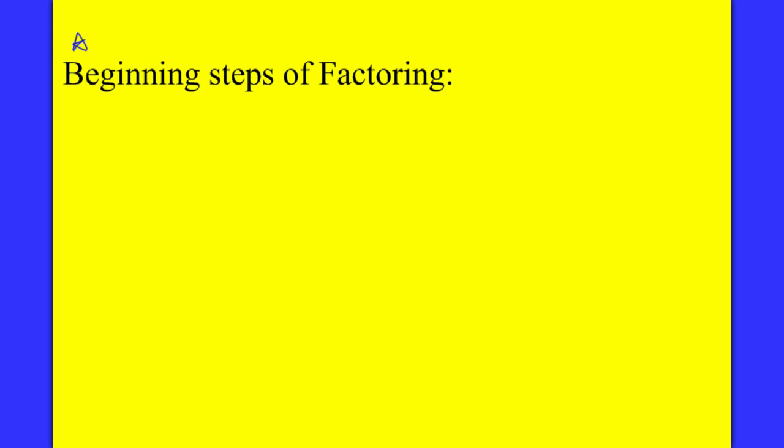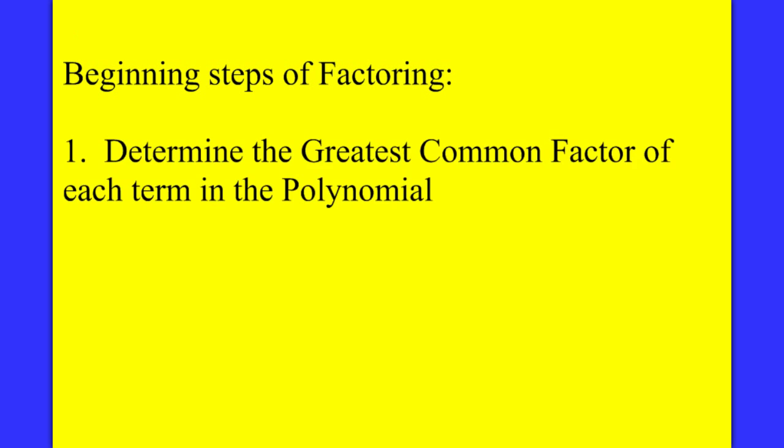Okay, the first thing, these are the beginning steps. I'm going to give you step by step, and then we'll do some examples after this. The first thing you have to do is determine the greatest common factor of every term in that polynomial. That's what we did at the end of the previous video when we figured out the greatest common factor with terms that had x squared. So you've got to determine the GCF, the greatest common factor of all the terms in the polynomial. That's step 1.